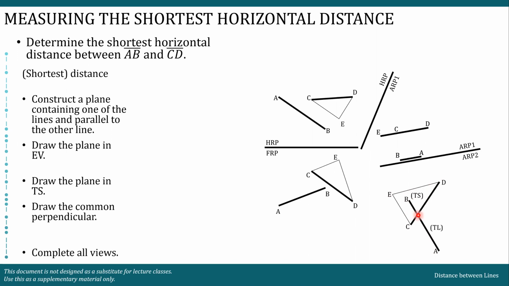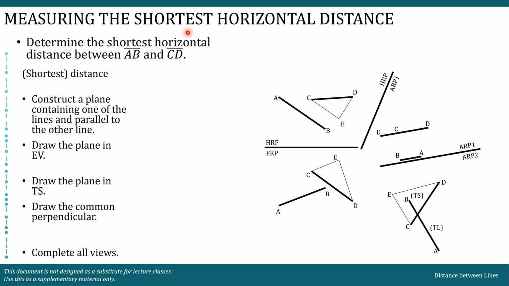Then I can identify the shortest distance or the common perpendicular. Okay? Ito yan. Bakit ko ulit pinapakita? Kasi gusto kong ma-differentiate nyo siya sa method ng paghanap ng shortest horizontal distance. So, notice here that ARP2, ginawa natin siya such that it is parallel to the edge view.